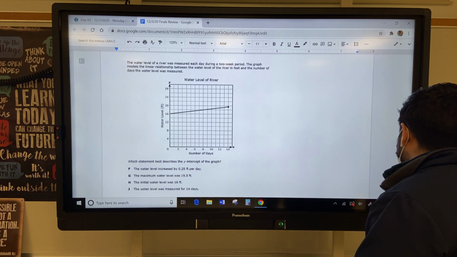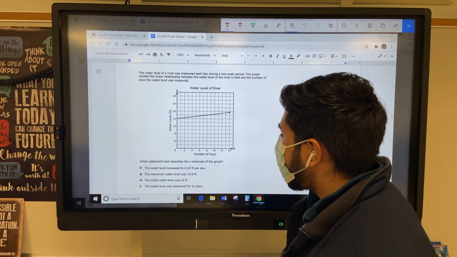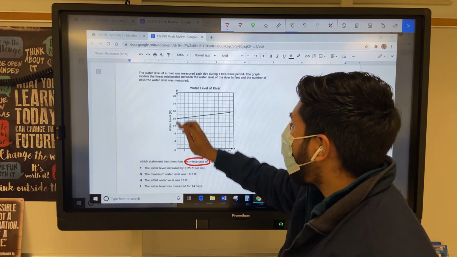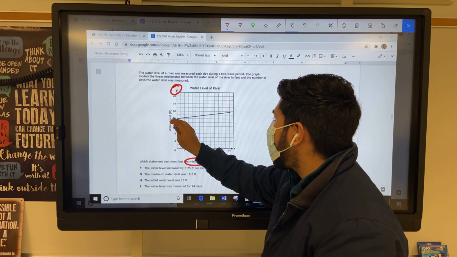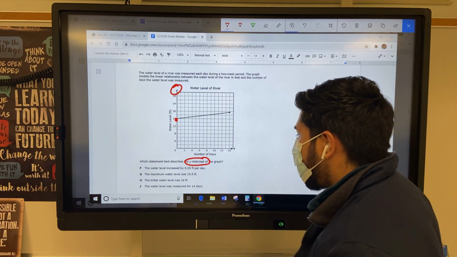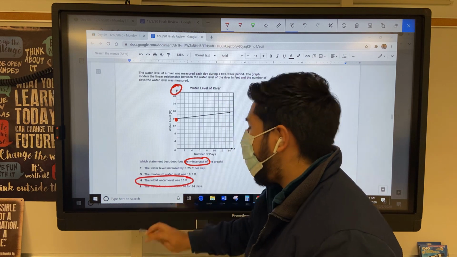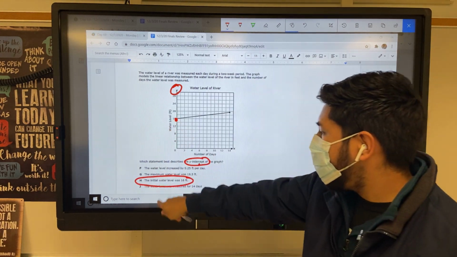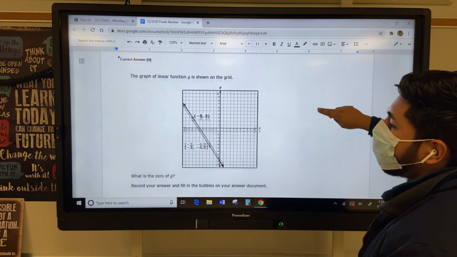All right. I'm not going to read this part, but it says, which statement best describes the y-intercept? Y-intercept is where it starts on that axis, which is 16. Let's see what it says. Well, the only answer choice is right there, 16. I didn't even have to read anything. Just need to know what the y-intercept is. Boom, boom.